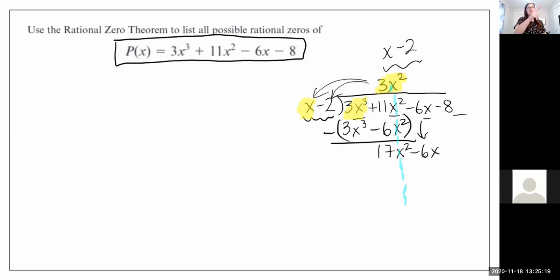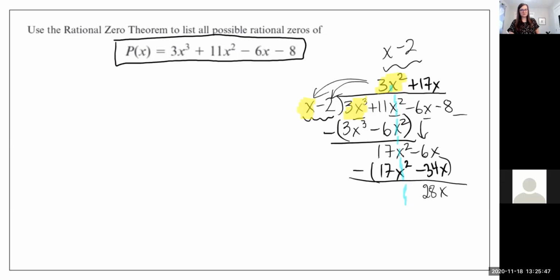So the next one, we want that leading term to be 17x squared. So what do I multiply x by to get 17x squared? Plus 17x minus, and then 17 times 2, what's that, 34? You're minusing all of that, so that means you're going to change that sign, negative 6 plus 34. So that's your 28x. Drop the next one. And something like this, 28x, and then this is going to be minus 28 times 2. So 28 times 2 is 40 and 16, so 56.